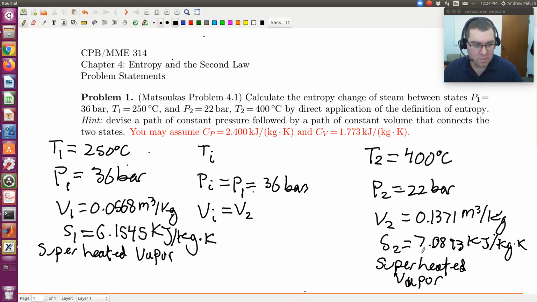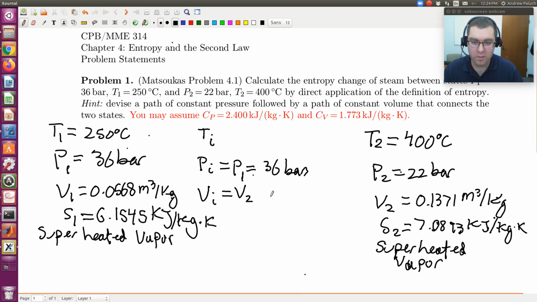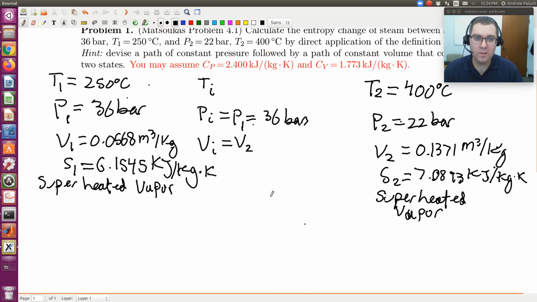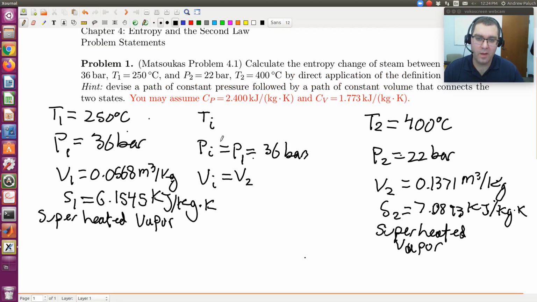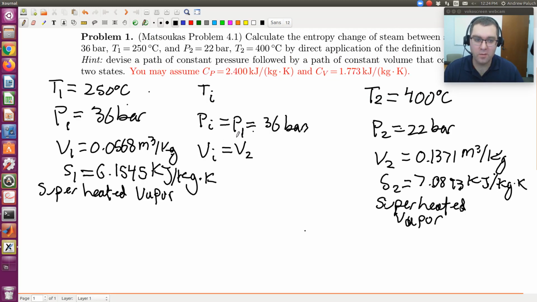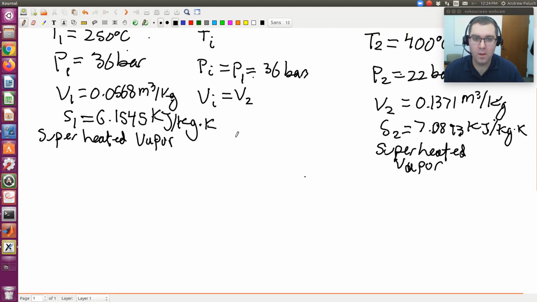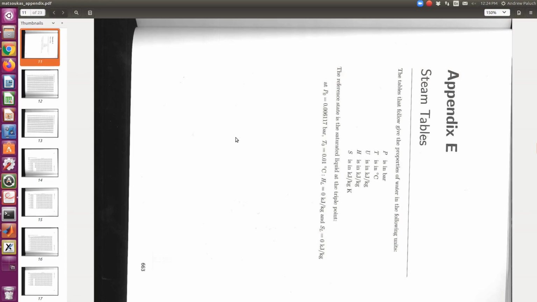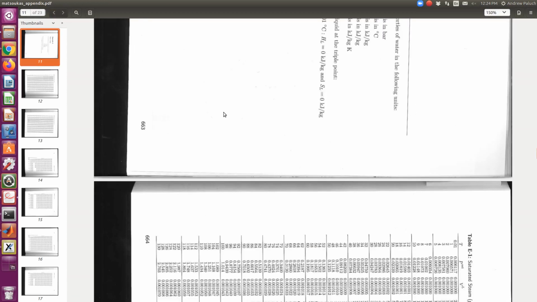All right, so now the significance of knowing V2 is that my intermediate state is known. It's at 36 bars, and now we know the volume. I'm going to need to solve for the temperature, because we're going to have to perform integrations to calculate my change in entropy for those two steps. So you go back to the superheated steam tables.